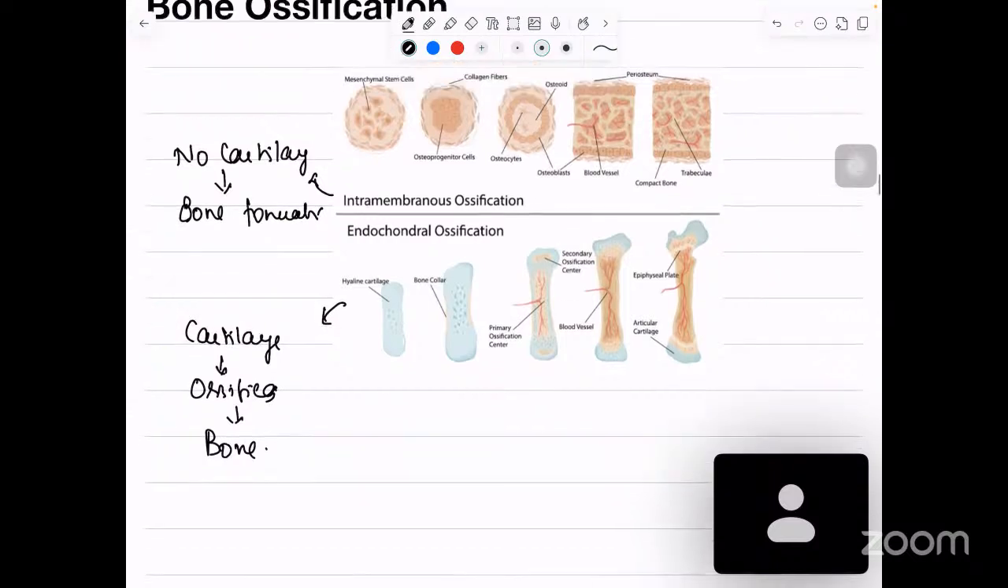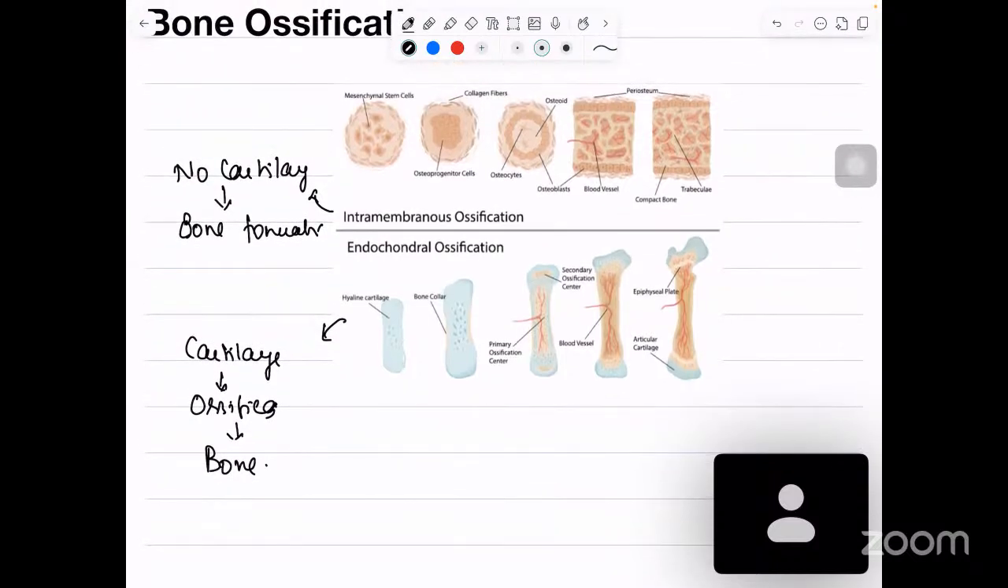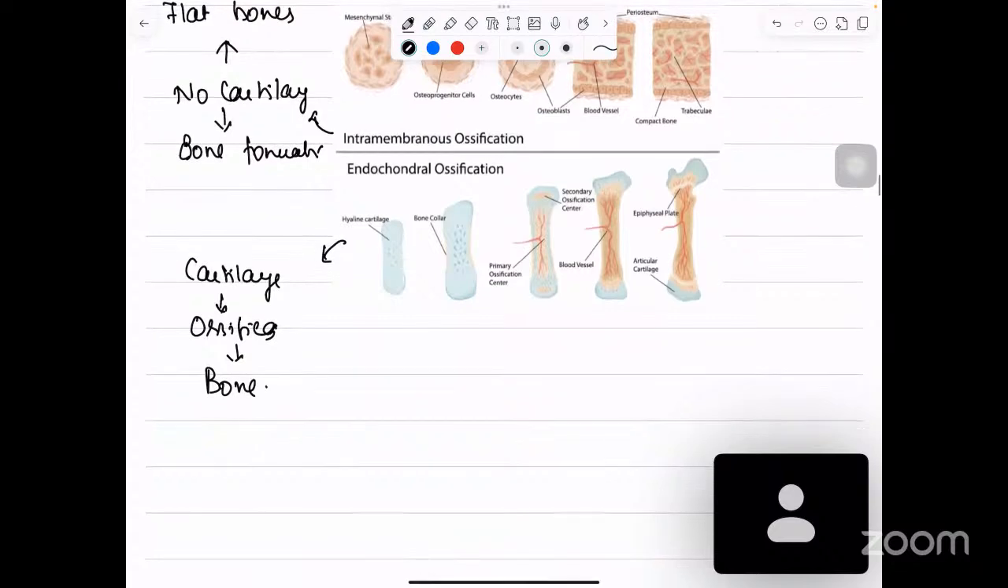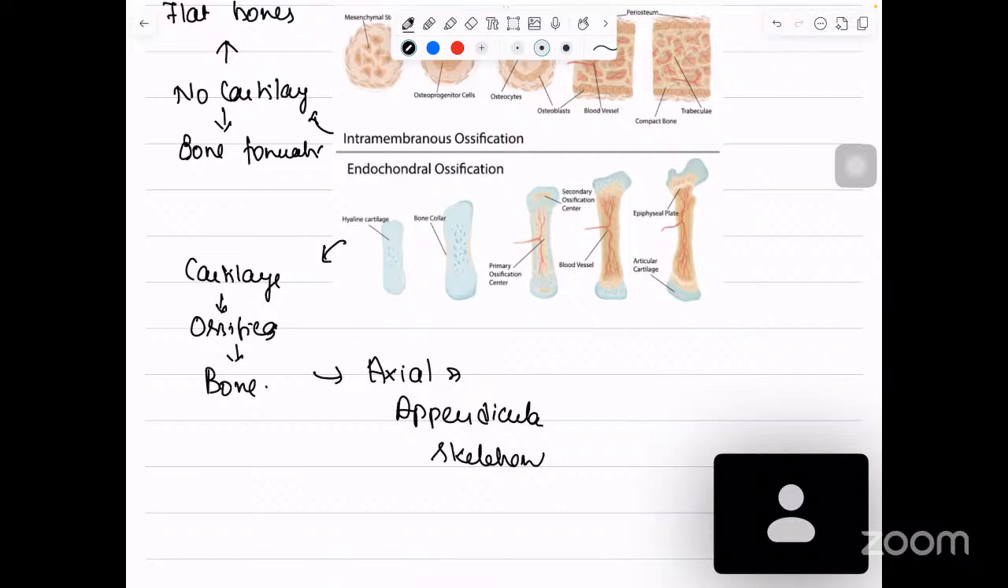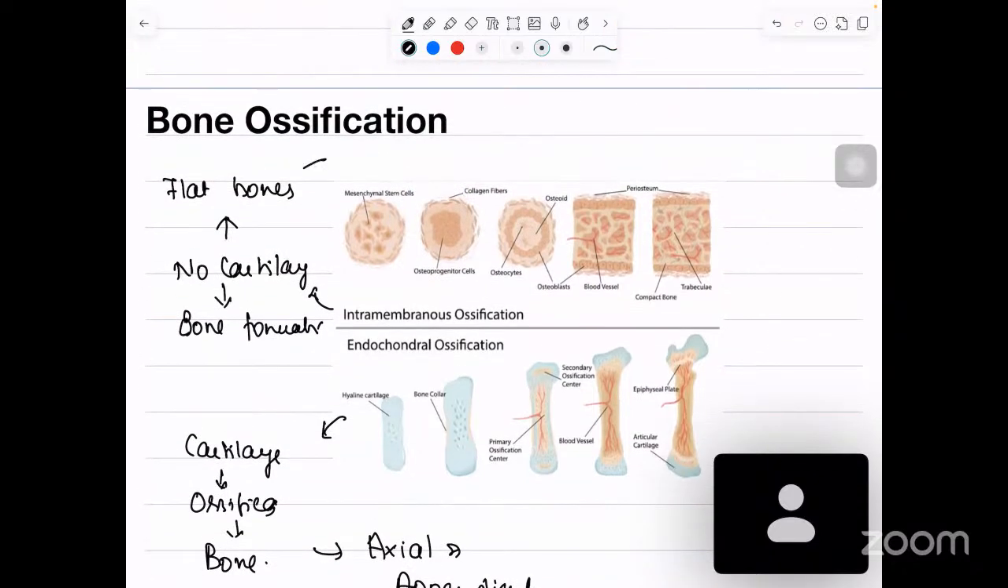In our body, how does this happen? As a general rule, with exceptions, flat bones are ossified by intramembranous ossification. Long bones, in the axial and appendicular skeleton, are ossified by endochondral ossification. By flat bones I mean the cranial vault.